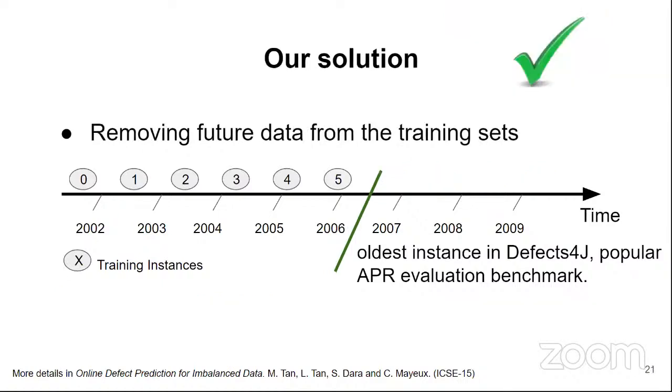The solution is simple: train a model by removing all the instances that occur after the bugs in the test benchmark. This way, the model does not have access to information that was pushed after the bugs in the test benchmark.